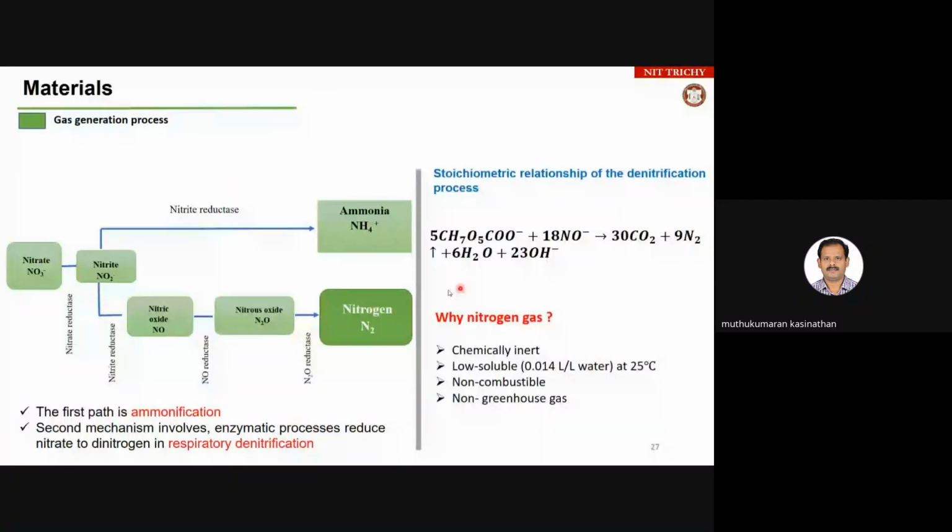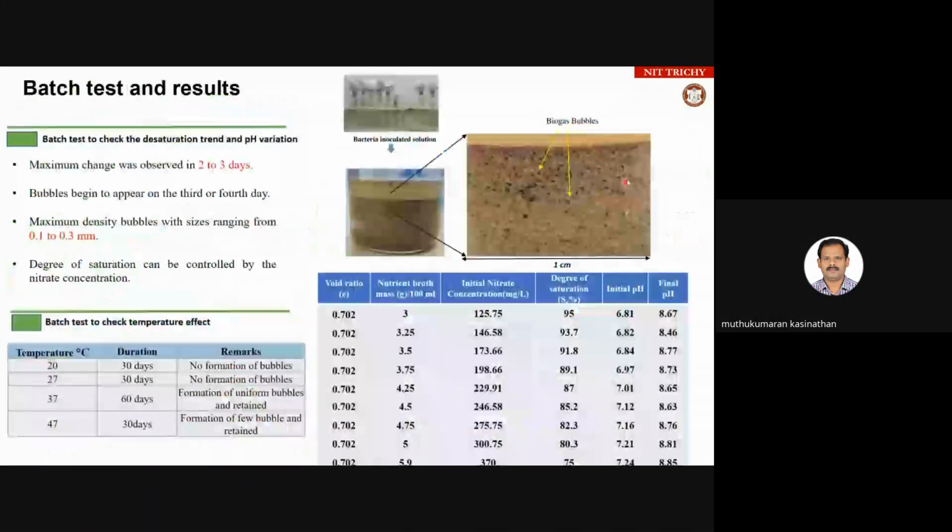It is a chemically inert gas, non-combustible, and not a greenhouse gas. That's why we have gone with nitrogen gas. Since the gas is being mixed in such a way that water quality is supposed to be ensured.